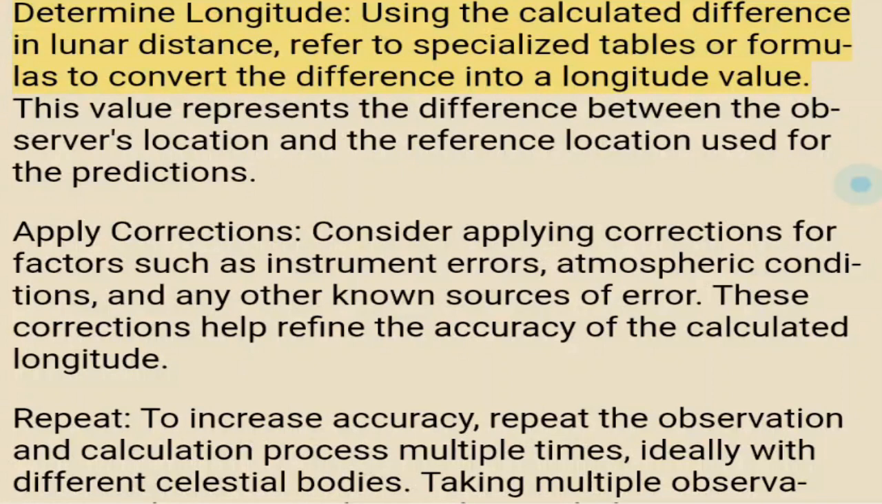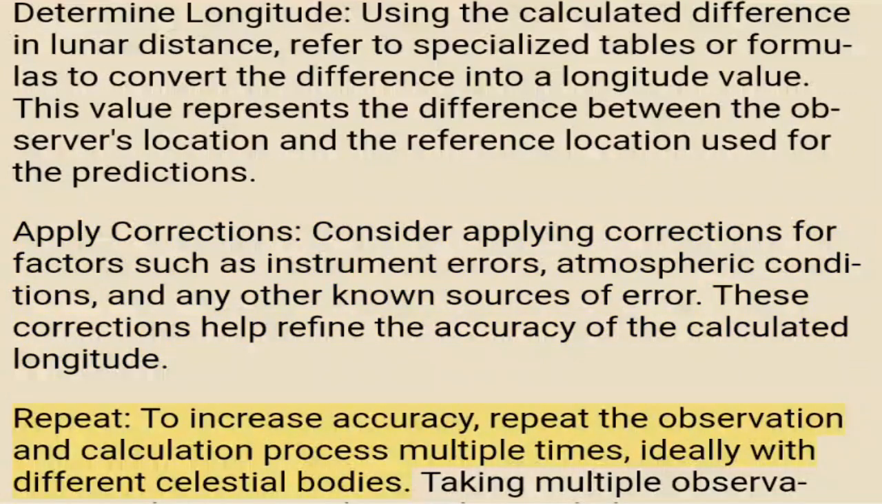Determine longitude. Using the calculated difference in lunar distance, refer to specialized tables or formulas to convert the difference into a longitude value. This value represents the difference between the observer's location and the reference location used for the predictions. Apply corrections. Consider applying corrections for factors such as instrument errors, atmospheric conditions, and any other known sources of error. These corrections help refine the accuracy of the calculated longitude.